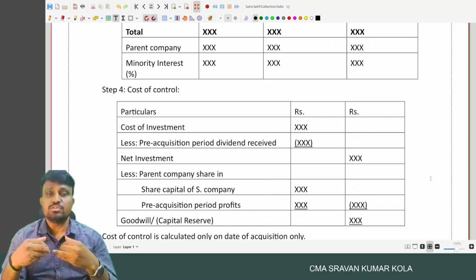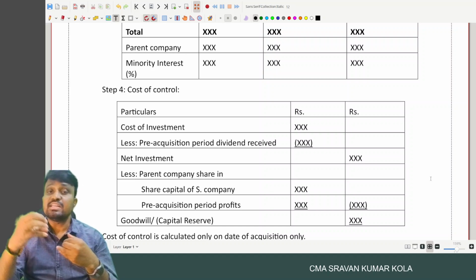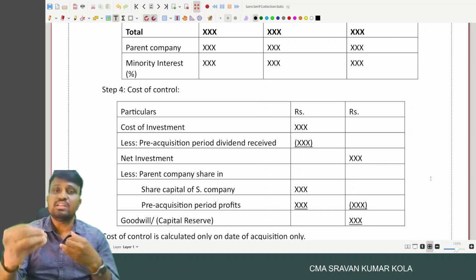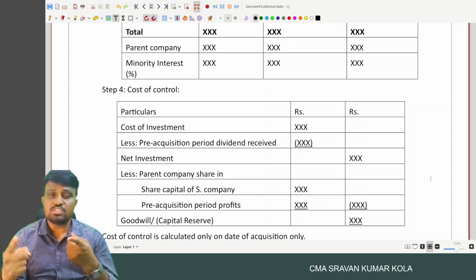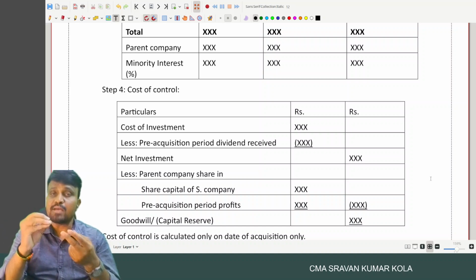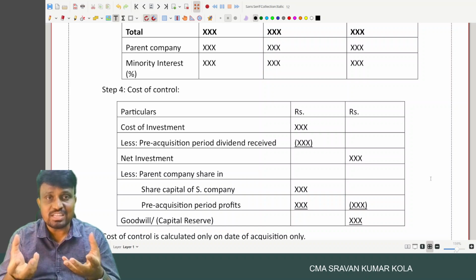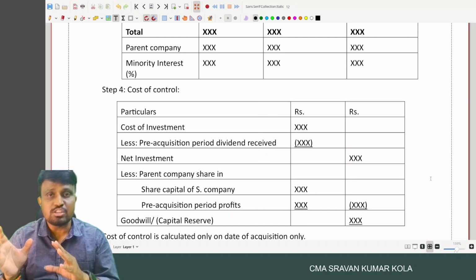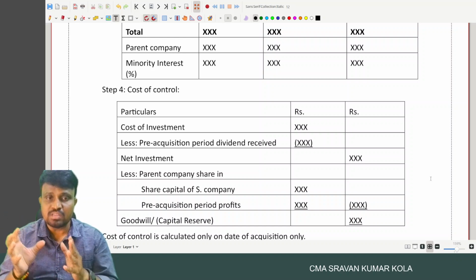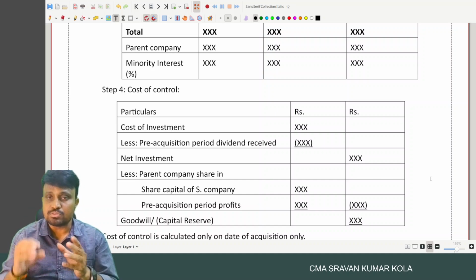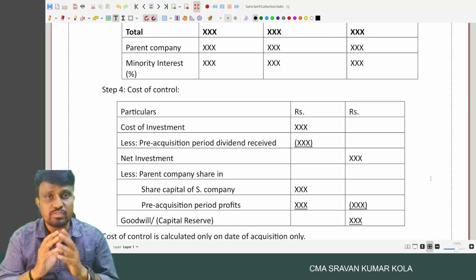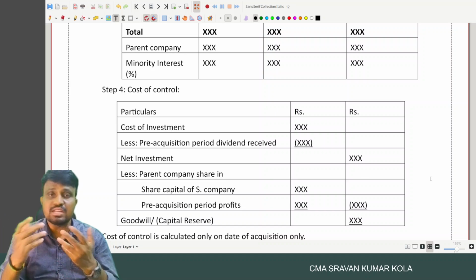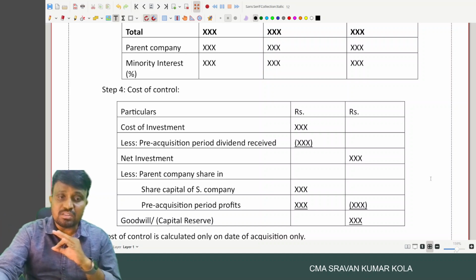And from there, we have to reduce parent company share in net assets of a subsidiary company on the date of acquisition. Net assets means share capital of subsidiary company on the date of acquisition and pre-acquisition period profit share relating to parent company. If the share capital and pre-acquisition period profits are not given, then we consider net assets on the date of acquisition relating to subsidiary company, and in that, the parent company share we have to reduce. If the result is positive, then we consider it as capital loss and transfer to goodwill. Otherwise, if it is negative, consider as capital profit and transfer to capital reserve.